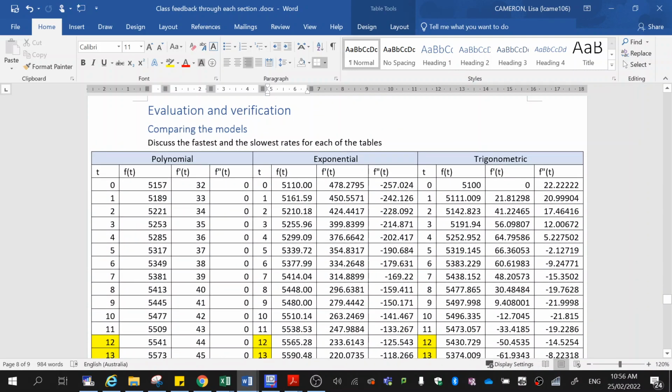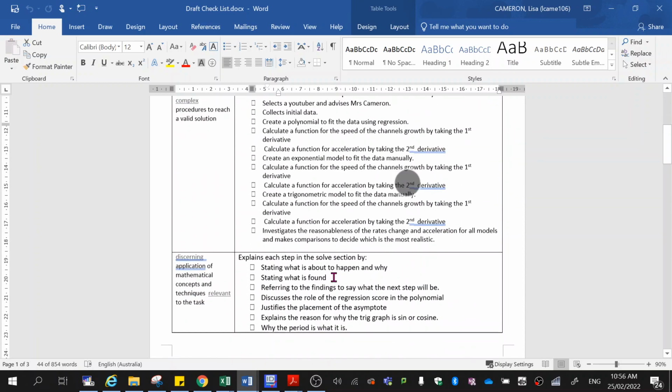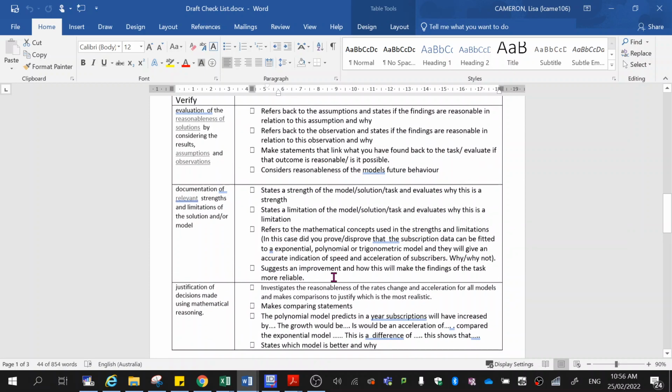Next one, evaluation and verification. When you're comparing the models, if you've done as I've said and compared them throughout, then you don't need to write a statement for each one saying, for polynomial, the fastest speed was this, the lowest was this. You can just compare them all at once. So you could make a statement like it says on your draft checklist, down here, makes comparing statements. The polynomial model predicts this, this, and this. The growth and acceleration would be this compared to the model of that. This is a difference of this much. The polynomial model is far more superior than the exponential model because it is realistic compared to the unrealistic growth.